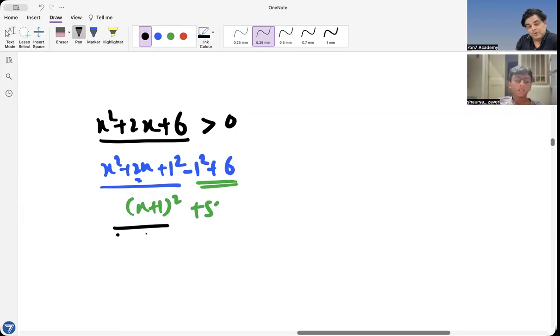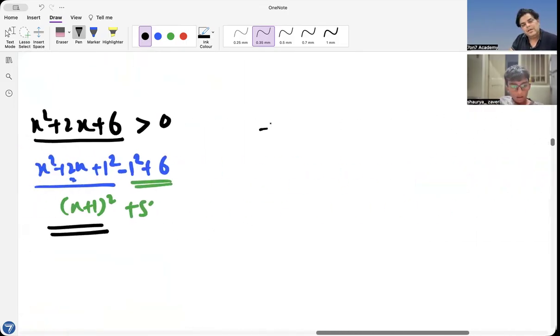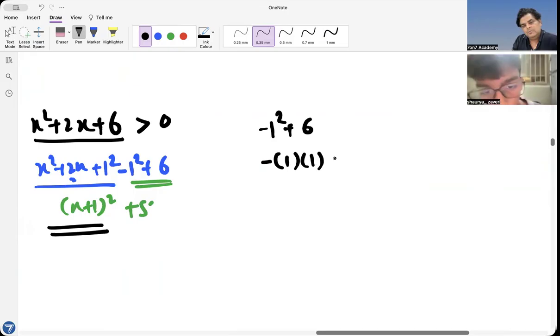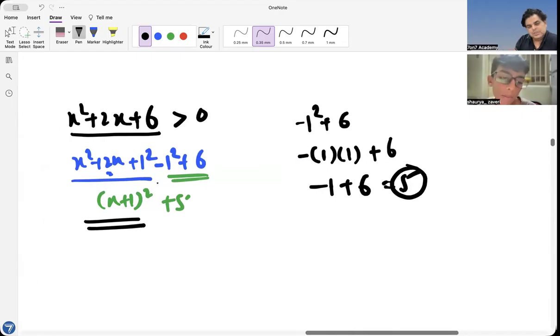Now a square will never be negative, so why plus 5? Because minus 1 plus 6 is 5. So you can write this statement because the square will never be negative. If we add something positive, it will always remain positive.